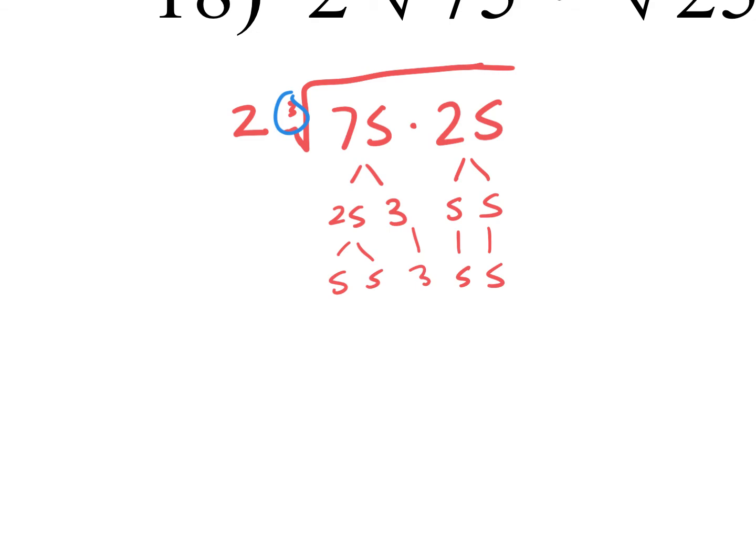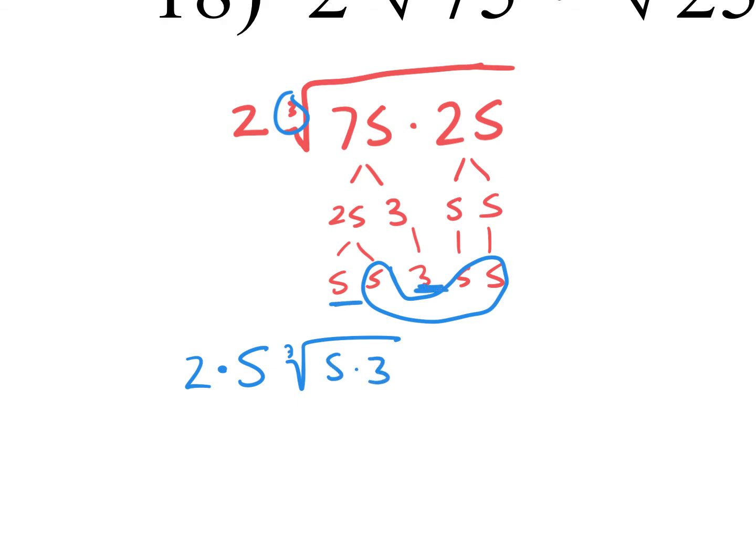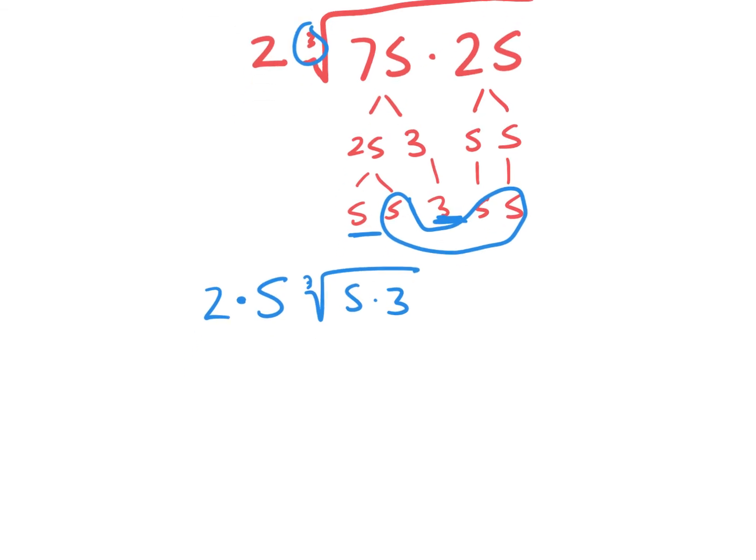3 5s. So I have 1, 2, 3. So what comes to the outside? 5. And I already had a 2 on the outside. What stays on the inside? 5 and 3. Whatever doesn't get circled. And then what do I do if I have more than one number on the outside or inside? Multiply. So this is 10, then the cubed root of 15.